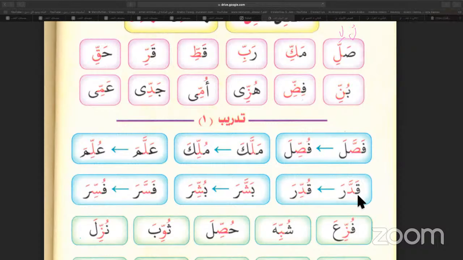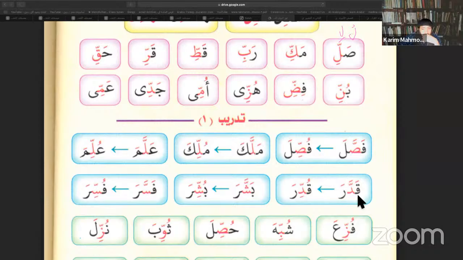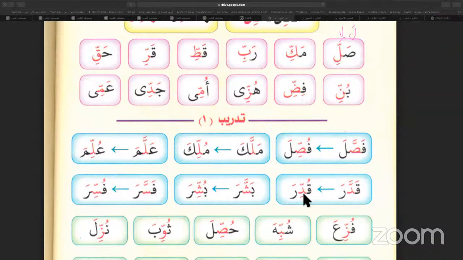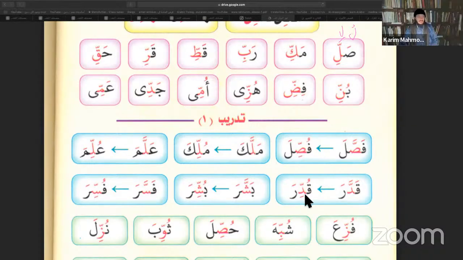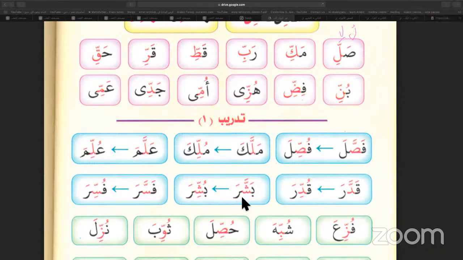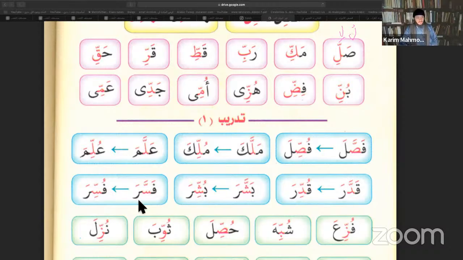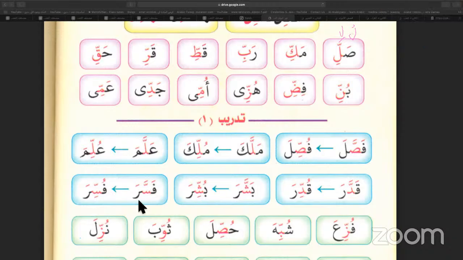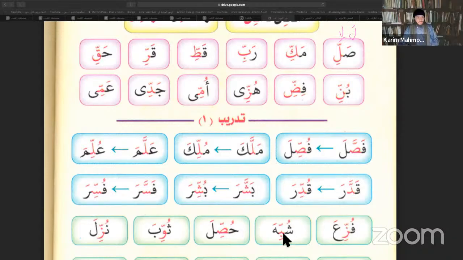Qadar. But make the, okay, next one. Qadar, no. Qadar. Good. Next. Bashar. Good job. Next. Fassar. Very good. MashaAllah, you guys are doing great.